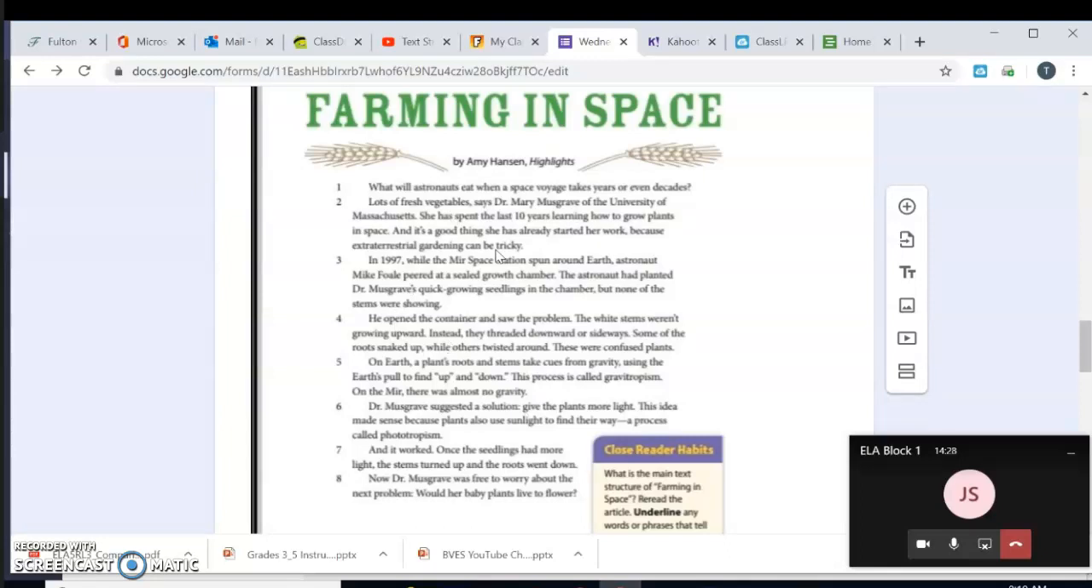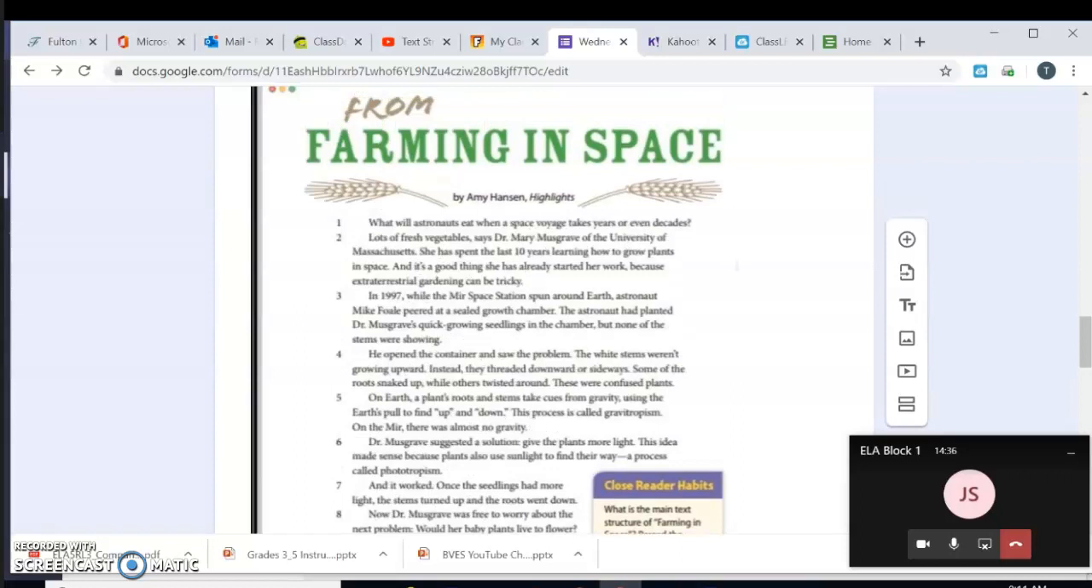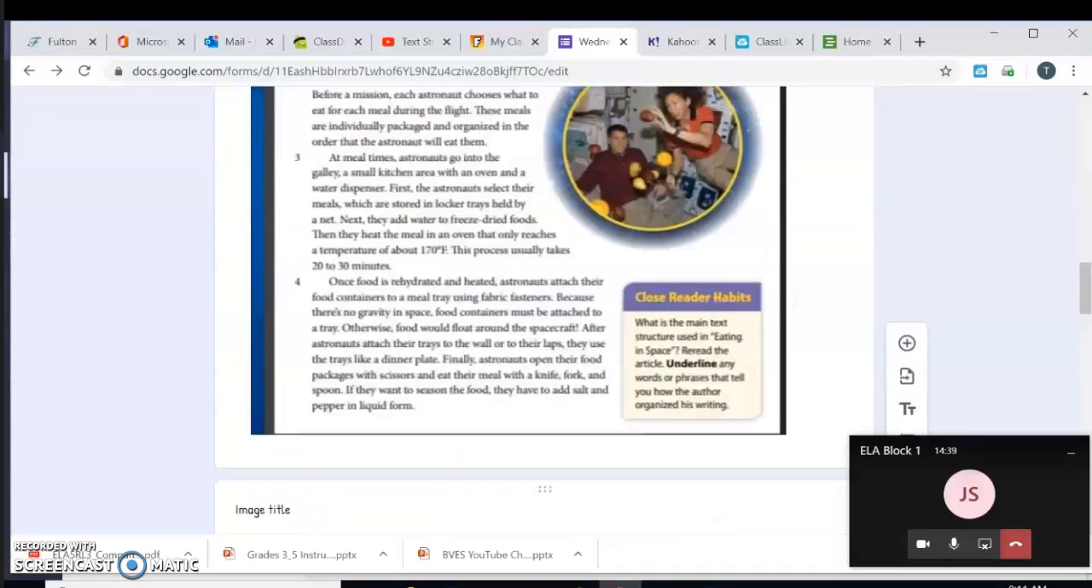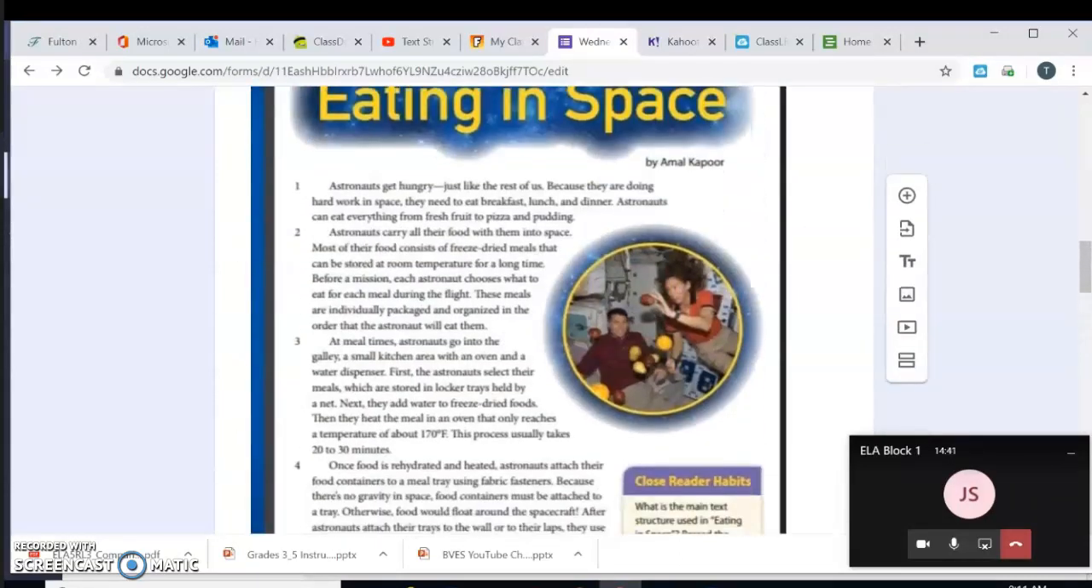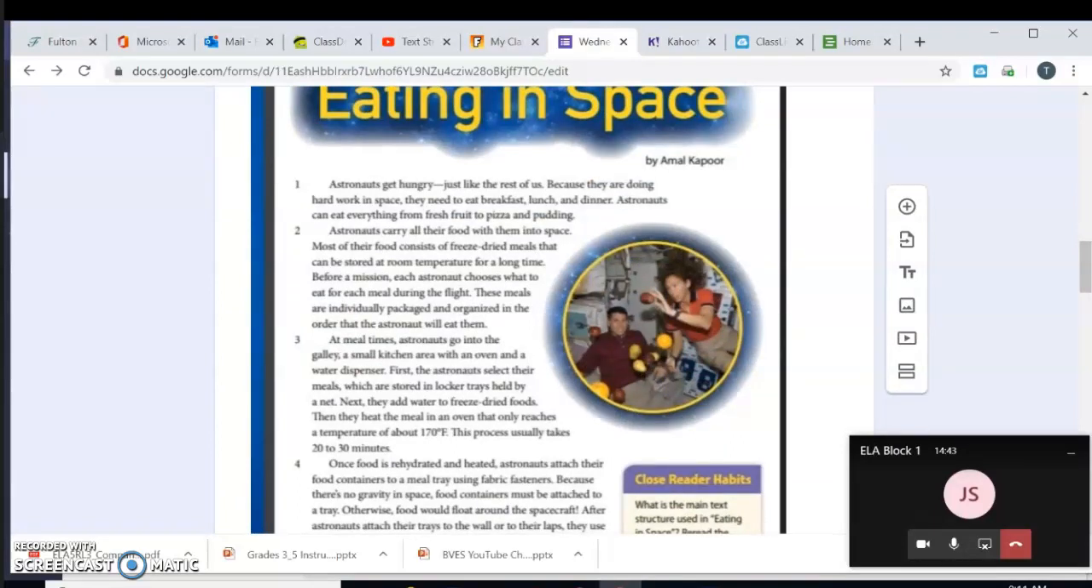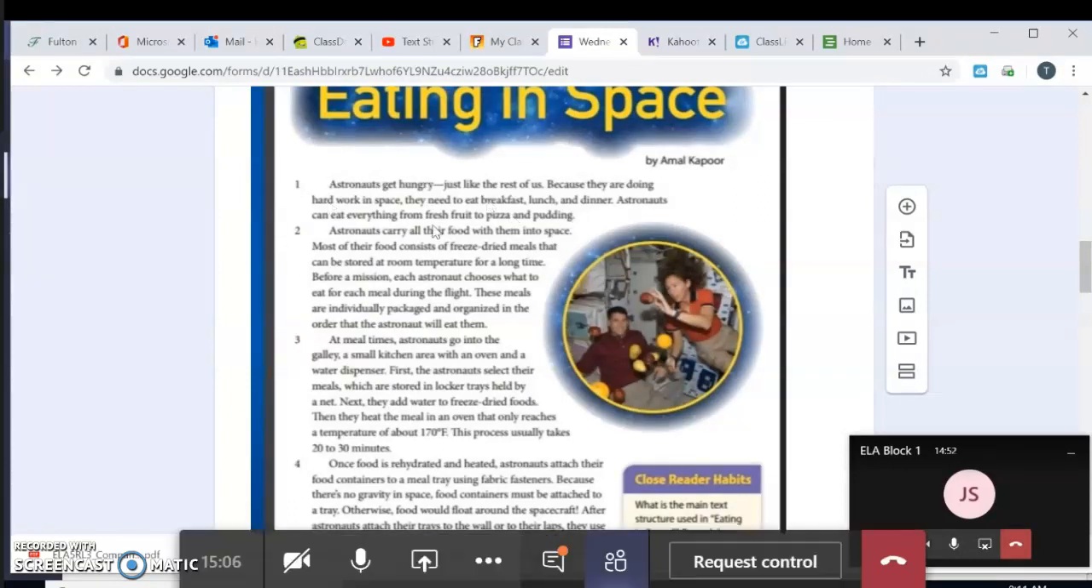So this is one way that you can kind of pinpoint and see the text structure. The way that this is organized is more problem and solution. For passage one, eating in space, we know that it talks about the process of eating a meal. When we talk about the process, we're talking about the steps. Can anybody just kind of skim through and find me any of the clue words to deal with steps? Because that deals with sequence and chronology.